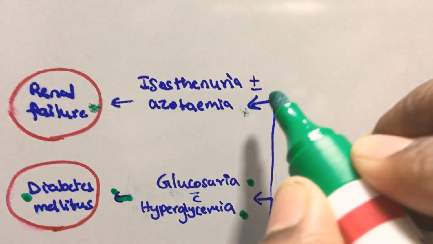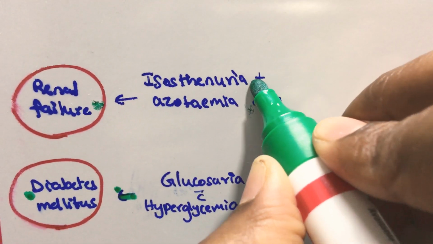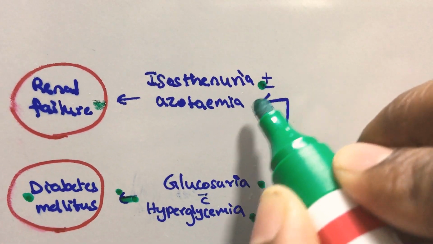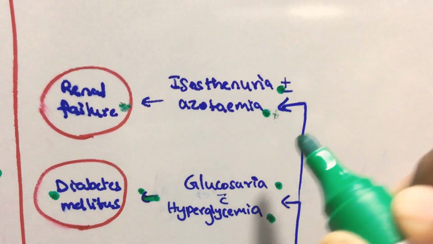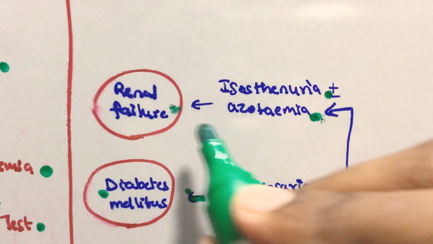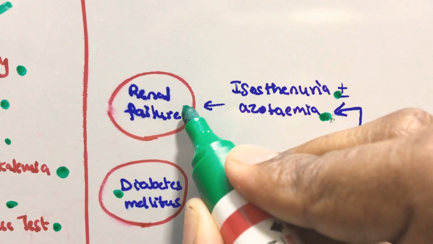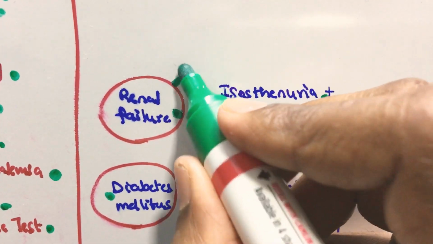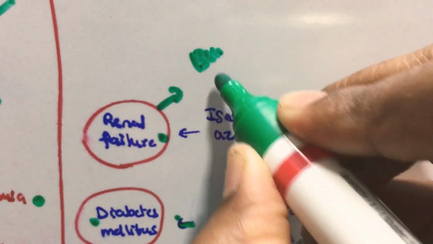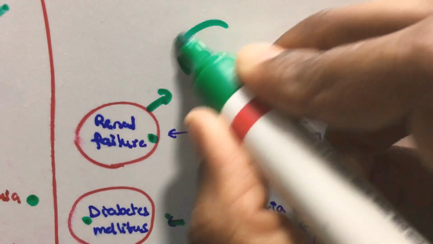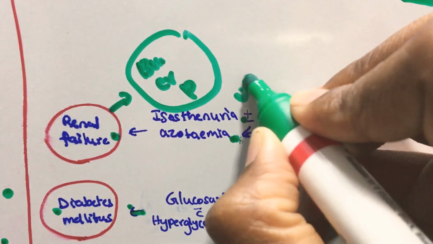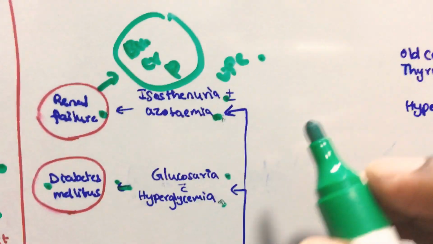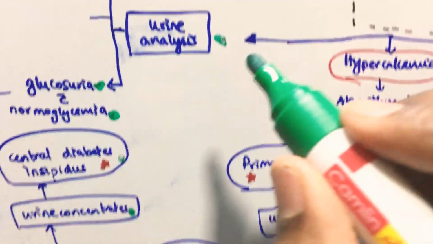Then if the urine is isosthenuric and the patient has azotemia, then it confirms renal failure. In order to confirm renal failure, you will also do other tests like BUN, creatinine, phosphorus, etc. And you will do the UPC ratio also in the urine to confirm it. So you will have your diagnosis.